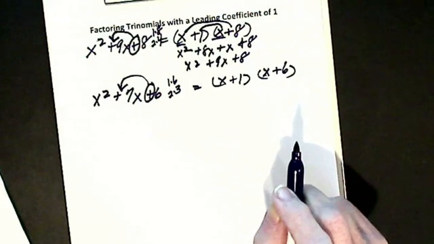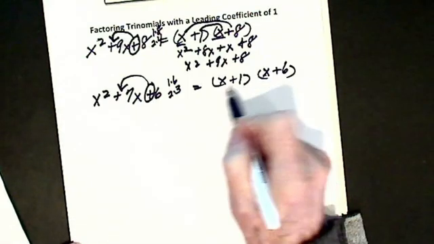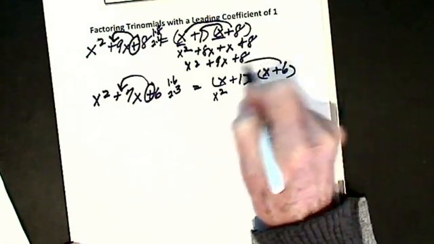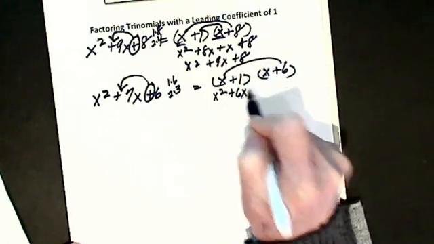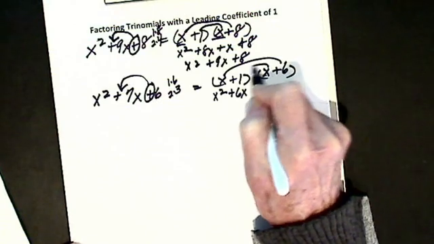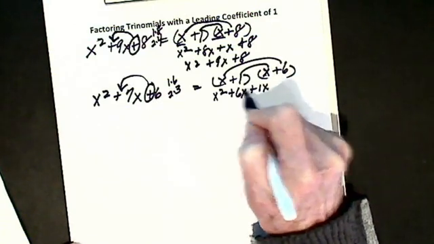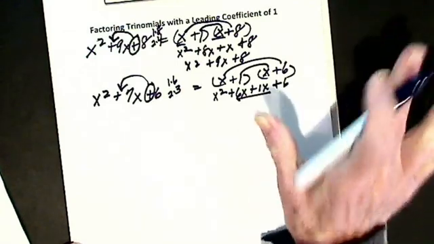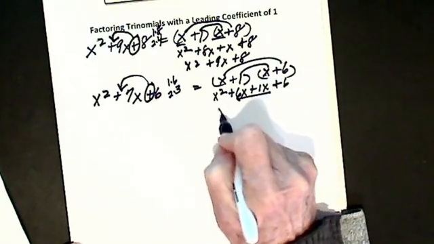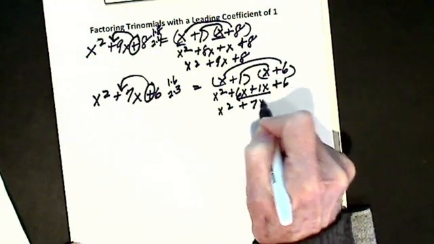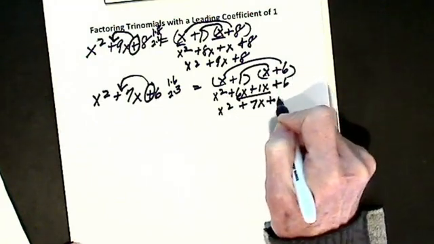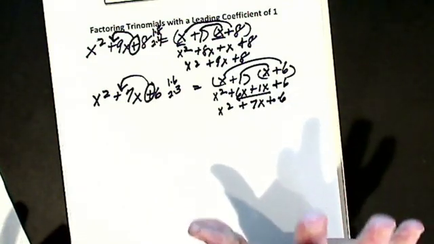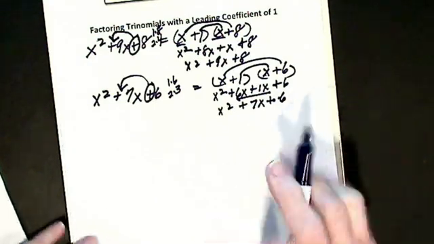Then I should check by FOIL. X times x is x squared. My outers, I get plus 6x. I multiply my inners, I get plus 1x. I multiply my last, I get plus 6. Outers and inners combine. So I do get x squared plus 7x plus 6. All right, now let's just try one a little different.